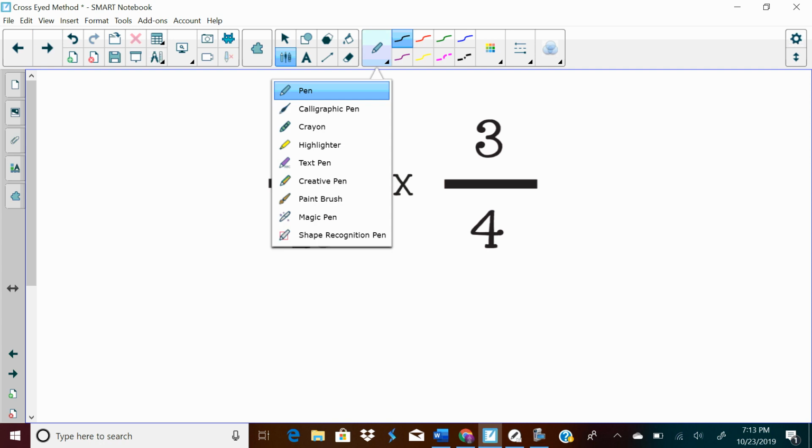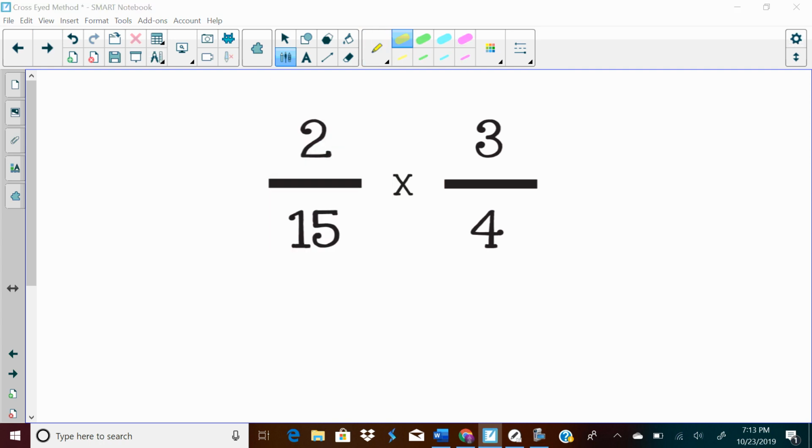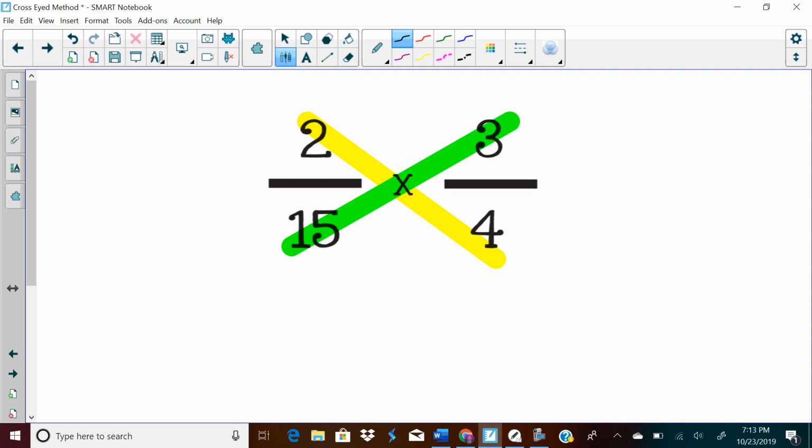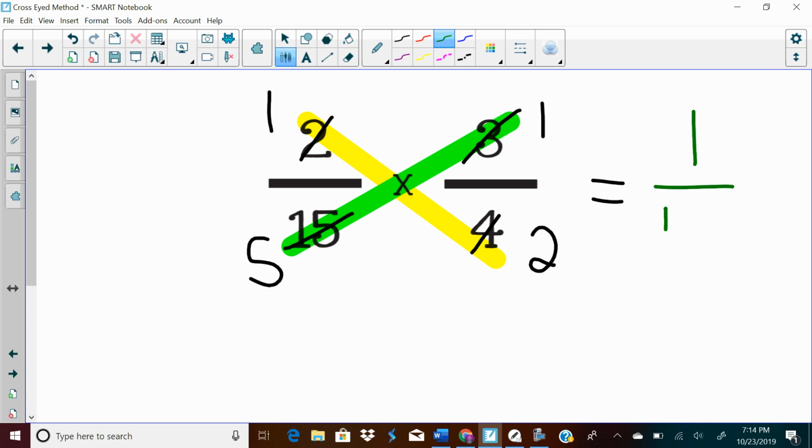So I look diagonally, and I know 2 and 4 have a common factor, and so does 3 and 15. So for 2 and 4, 2 goes into both of them. 2 divided by 2 is going to give me 1. 4 divided by 2 is going to give me 2. So that's my new numbers. Then 3 and 15, 3 divided by 3 is 1. 15 divided by 3 is 5. And then I multiply straight across, and I'm going to end up with 1 times 1 is 1, 5 times 2 is 10.